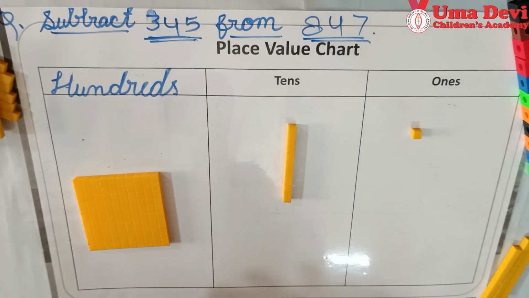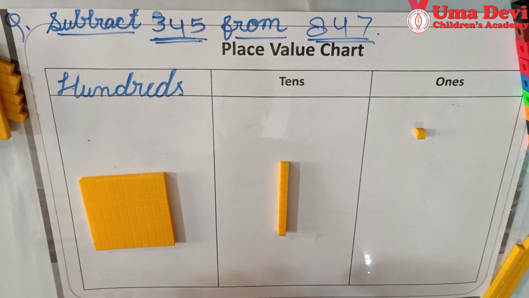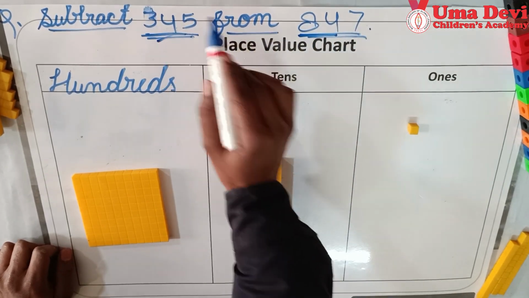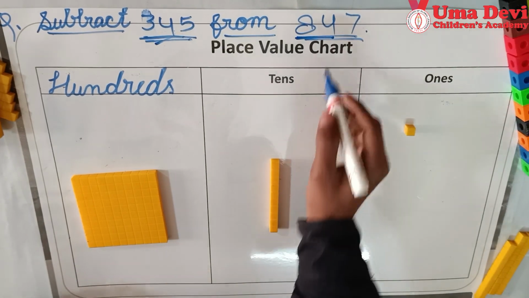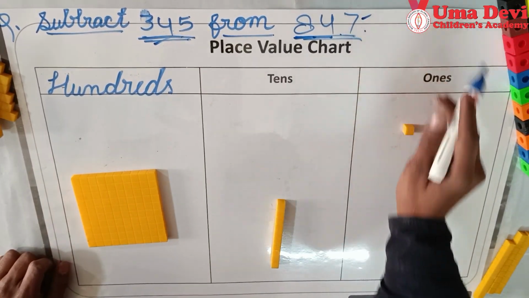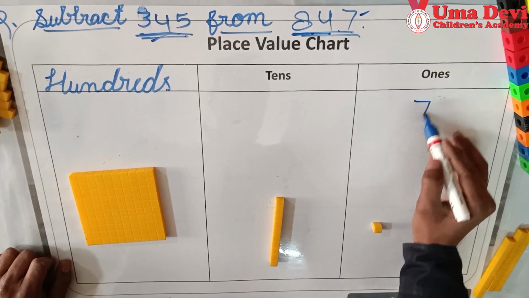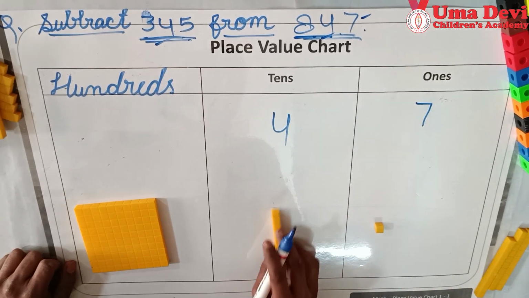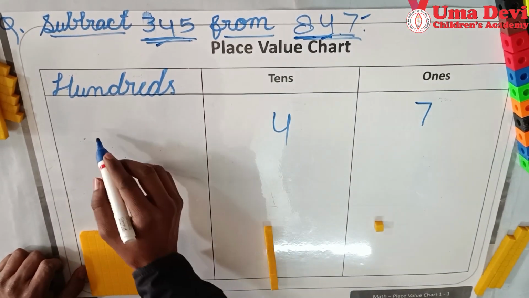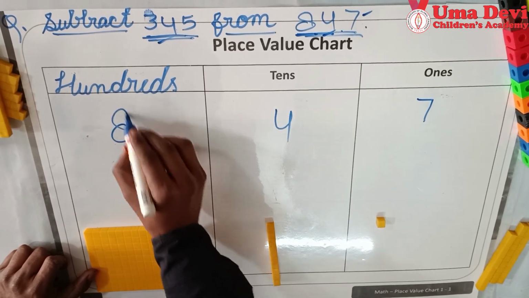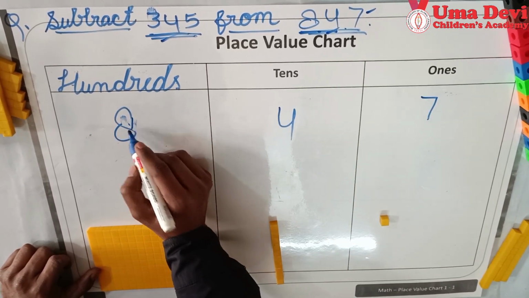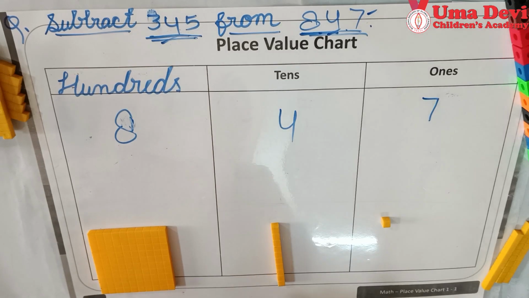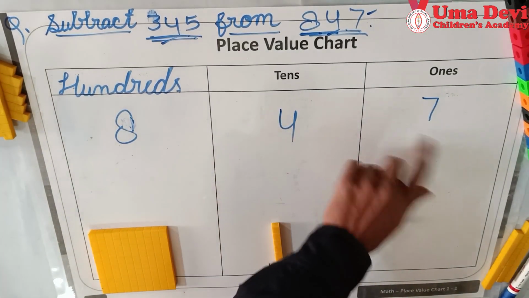So now can you tell which number is bigger? All of you know that we will put the bigger number at the top and the smaller number at the bottom. So what is the bigger number? The bigger number is 847. So I am writing, where will 7 go? 7 will come in the ones column, right? Where will 4 go? 4 will come in the tens column. Where will 8 go? 8 will come in this hundreds column, right? So we have to subtract. This is 8, 4 and 7.